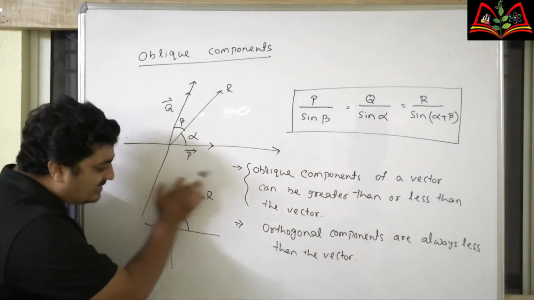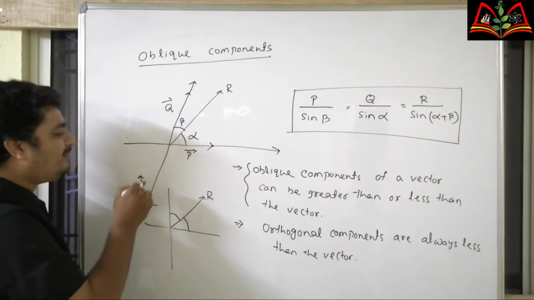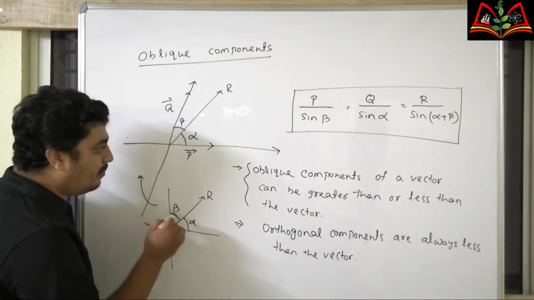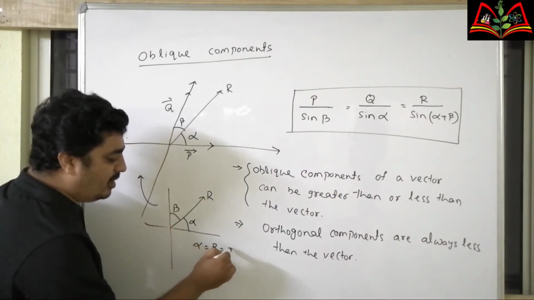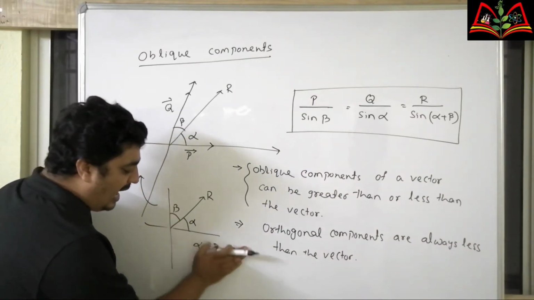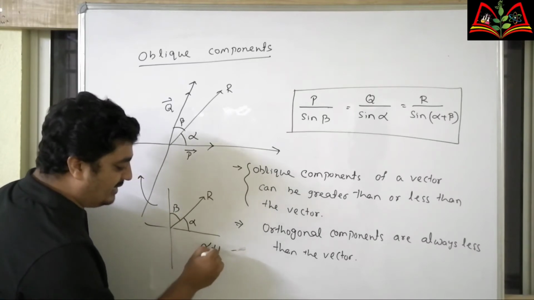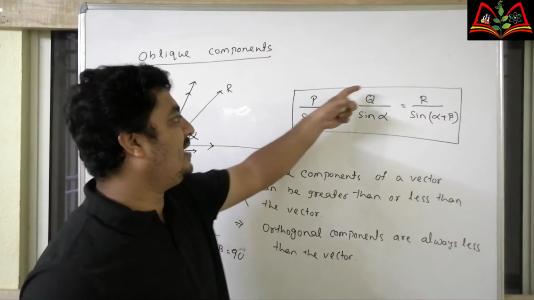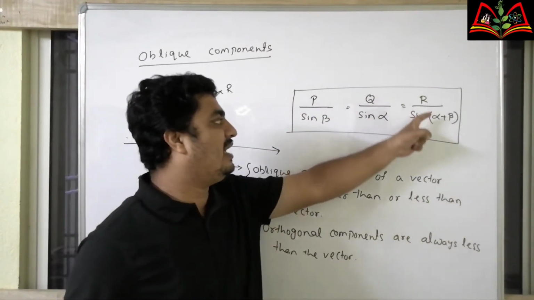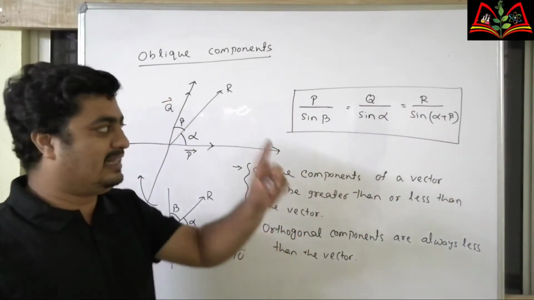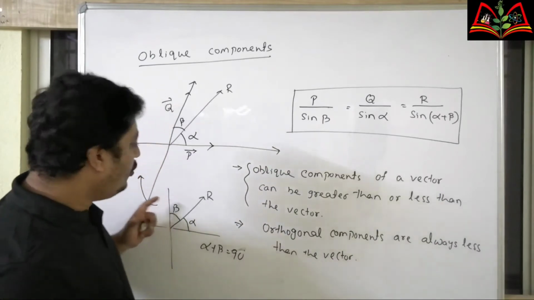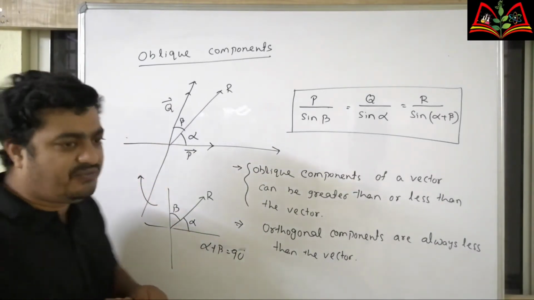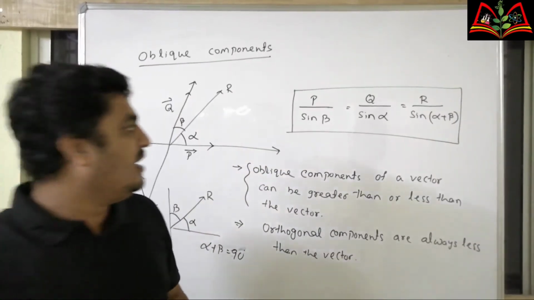And the orthogonal component is a special case of oblique component. For orthogonal components, both alpha and beta equal 90. Alpha plus beta equals 90 degree. So if you put P by sine beta equals Q by sine alpha equals R by sine 90, that is equal to 1. So orthogonal component is a special case of oblique component.